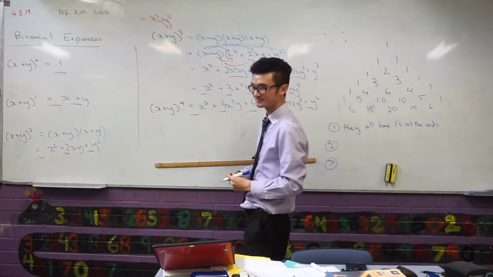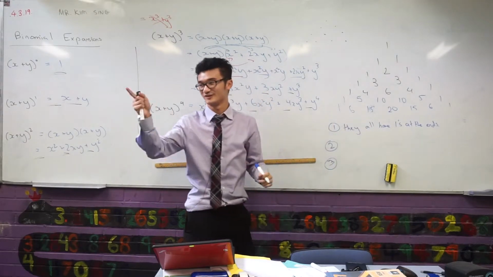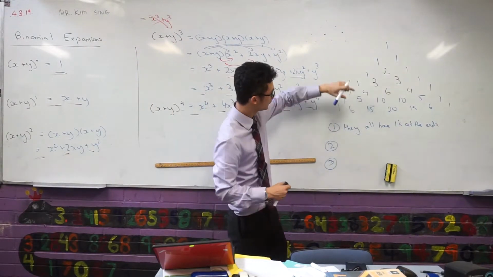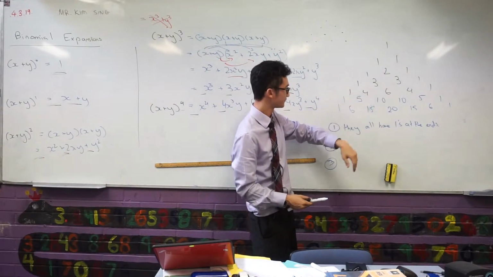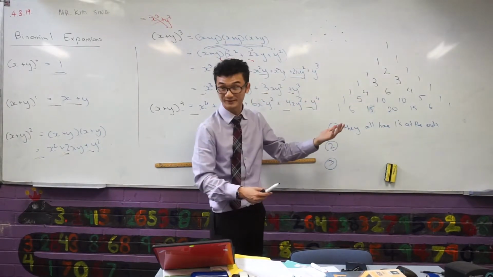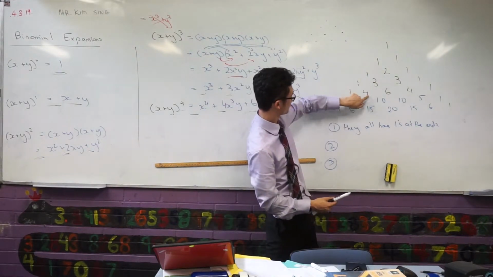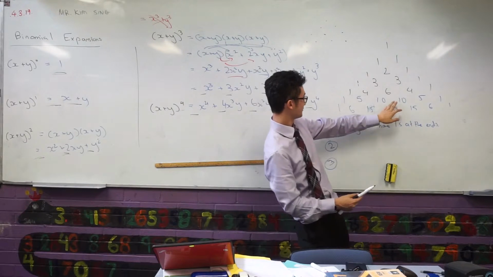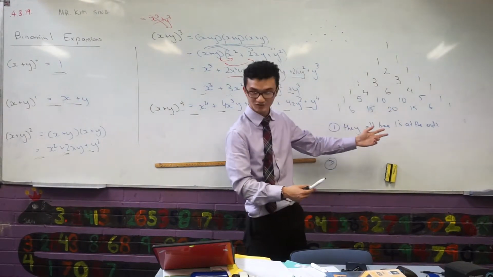Well, the 2 things on top of it add to make the thing. That is one of the patterns I'm looking for. If you look at the 2 numbers above any other number on the row beneath, if you add them together, you get that number. So 3 plus 3 is 6, 3 plus 1 is 4, 10 plus 5 is 15, and 20 plus 15 is 35.